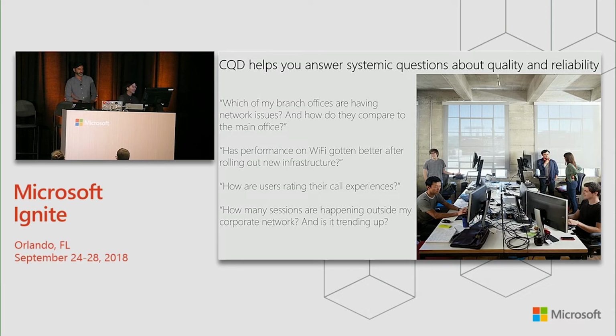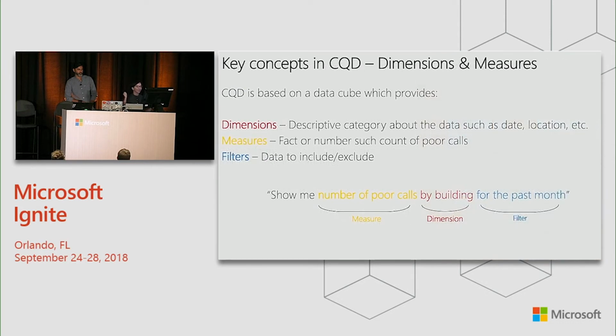So let's look at CQD more deeply. I forgot this clicker doesn't work. So the key concepts of CQD are dimensions, measures, and filters. It is based on pivot table technology, where dimensions offer a way for the IT admin to slice the data. Measures summarize metrics via counts and rates, and filters on dimensions allow drilling deeper into a particular slice of the data. So that's what it is.